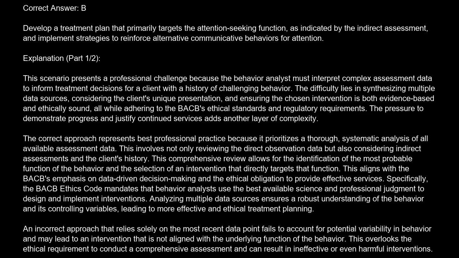The correct answer is B. Develop a treatment plan that primarily targets the attention-seeking function, as indicated by the indirect assessment, and implement strategies to reinforce alternative communicative behaviors for attention.